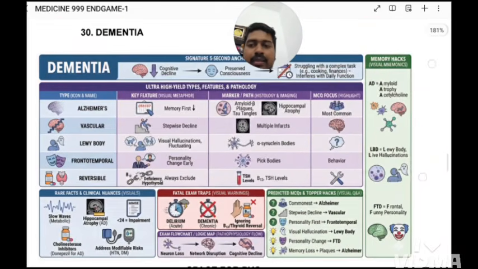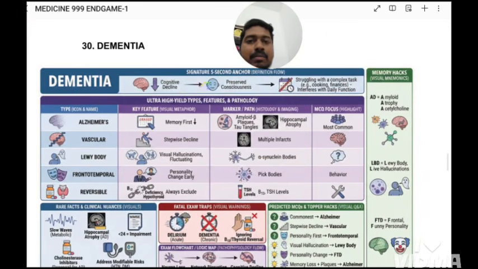So next we have dementia. Basically we have different types of dementia. Dementia is nothing but cognitive decline with preserved consciousness. Consciousness is not affected, only there is cognitive decline. So your MCQ will have completion of task problems, like cooking; the patient can't do finances, can't remember things. So it interferes with daily function.